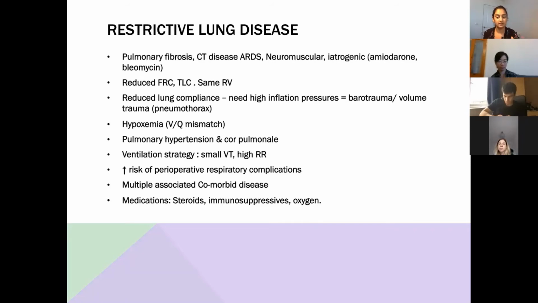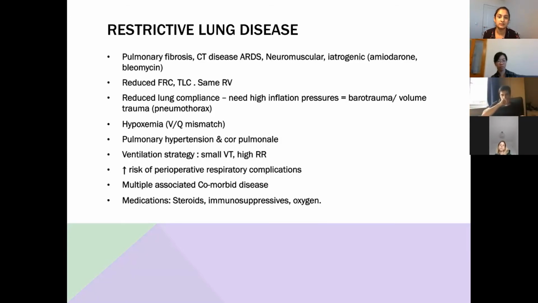So if you get a sudden increase in airway pressure, then you need to think about whether or not there's a pneumothorax. You get increased risk of hypoxemia because of VQ mismatch, pulmonary hypertension and cor pulmonale, and a lot of comorbid diseases can be associated with restrictive lung diseases. So you've got to think about those as well, especially when you're seeing them preoperatively. So think about things like rheumatoid arthritis and assess their airway very carefully.